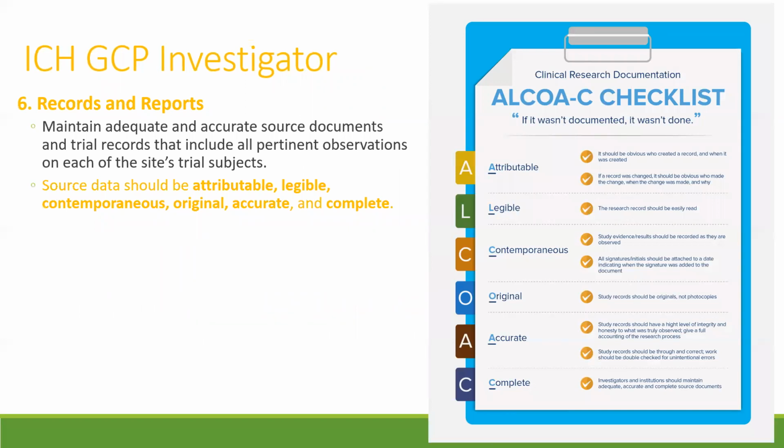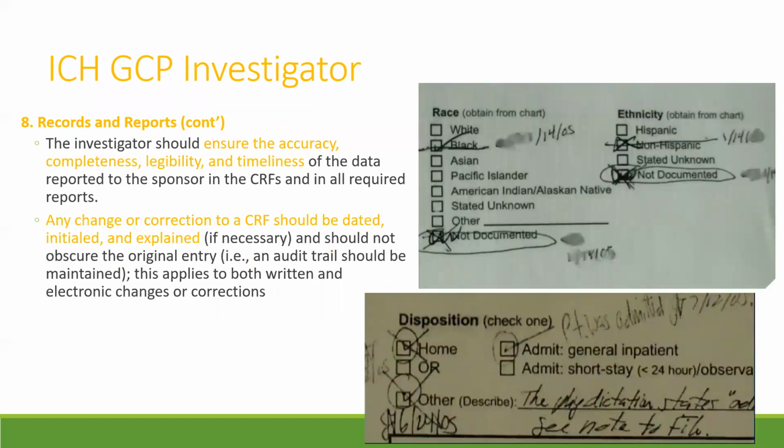It's also the responsibility of the investigator to maintain adequate and accurate source documents. This means that source data should be attributable, legible, contemporaneous, original, accurate, and complete. The investigator should ensure the accuracy, completeness, legibility, and timeliness of the data reported to the sponsor in the CRF and in the EDC and in all required reports. Any change or correction to a CRF or source document should be dated, initialed, and explained. As was said before, the original entry should not be obscured. As you can see by the examples to the right, this was not done according to GCP guidelines.